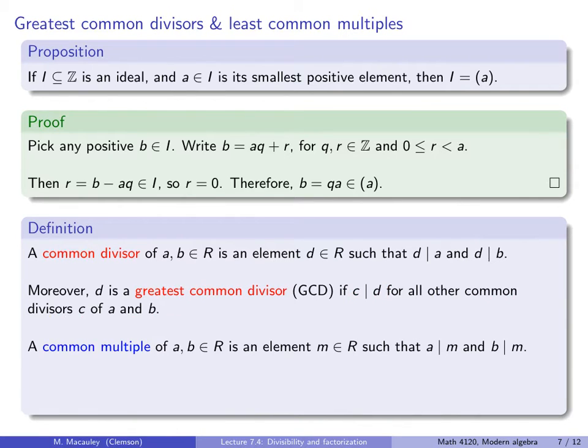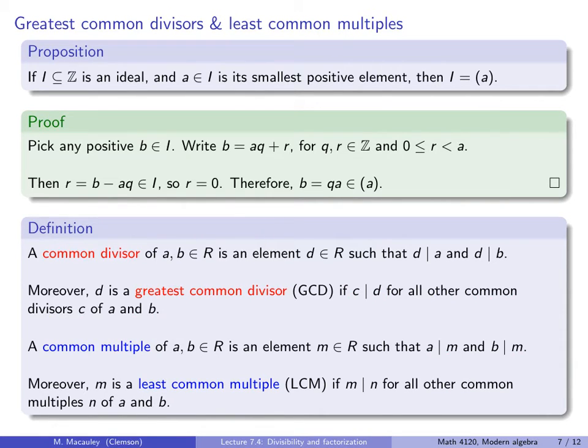Next, a common multiple of A and B is an element M such that A divides M and B divides M. So again, no surprise here. Moreover, M is a least common multiple, or LCM, if for all other common multiples N of A and B, M divides N. So every common multiple N is at least as big as M. Notice this is analogous to what we did up here for GCDs.